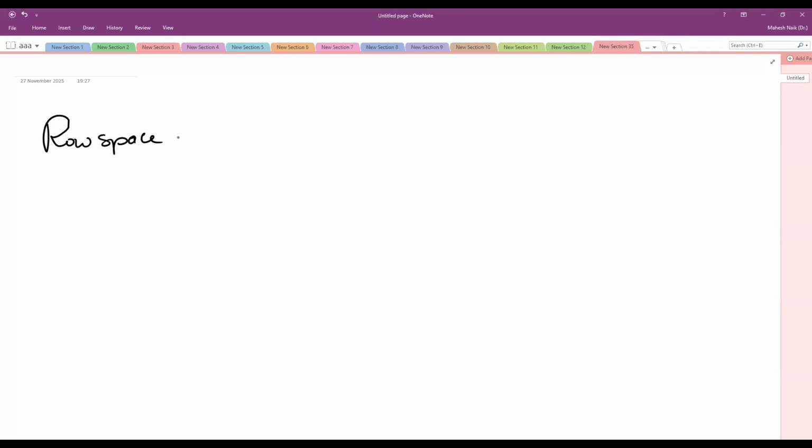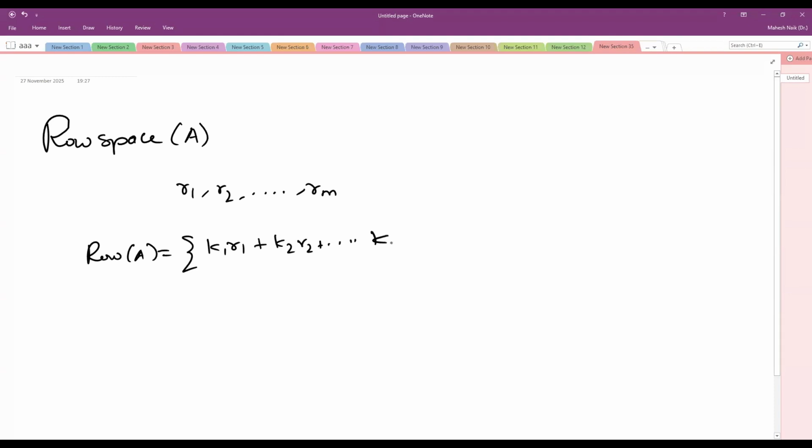So let's talk about the row space first. Row space of matrix A, the matrix of coefficients. In this case, if there are m rows, R1, R2, up to Rm, the row space of A can be defined as the linear combination of all these rows. That's k1 R1, k2 R2, up to km Rm, where all these ki's are scalars. So this particular space will be called the row space.